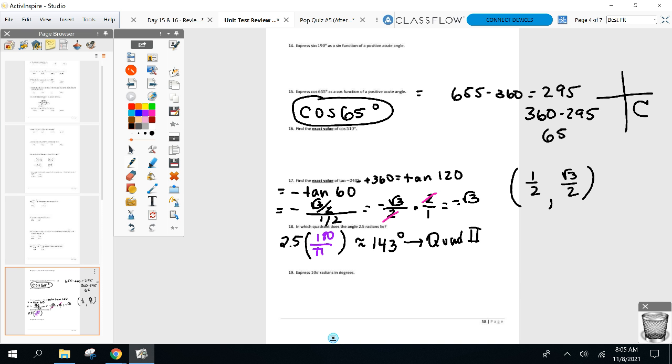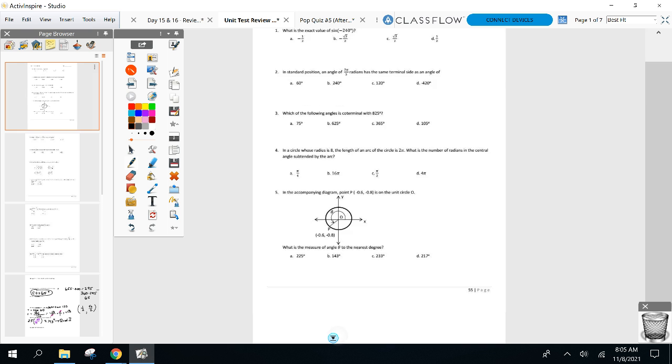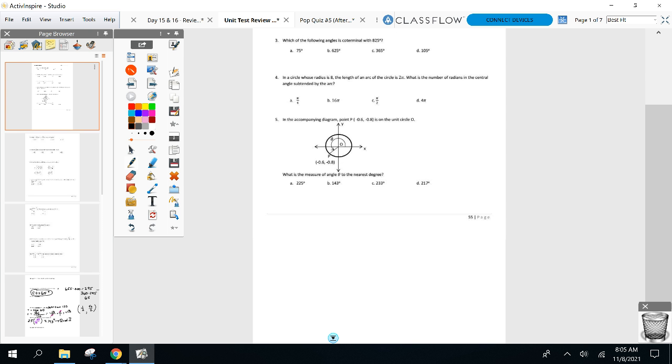Hi, Laura. Hi. Can you go over number 5? Let's see. Oh, this is a good one. Well, while we're on here, you can cross off number 4, all right? Cross off number 4, that's a theta equals S over R problem. Not needed for this test.